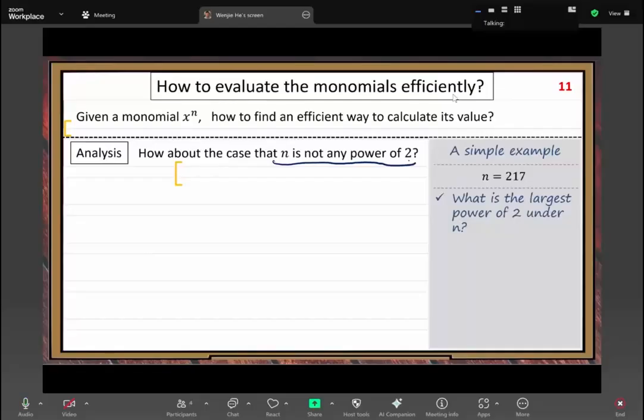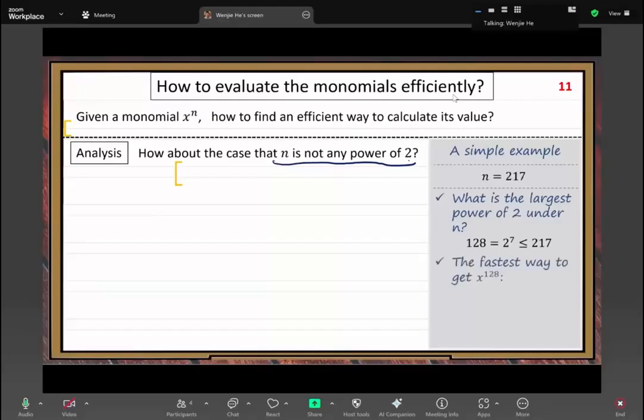Largest power of 2 under n. The first question. 128, which equals 2 to the 7th. Because if you use 2 to the 8th, that's 256. It is greater than 217. So we cannot use that. So we have to accept this 2 to the 7th.